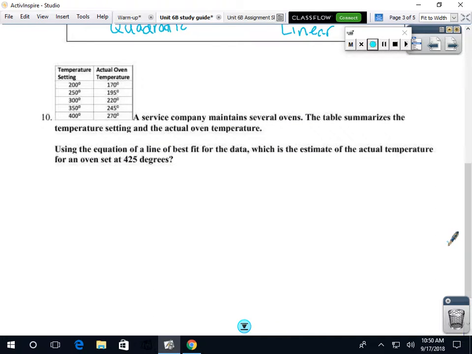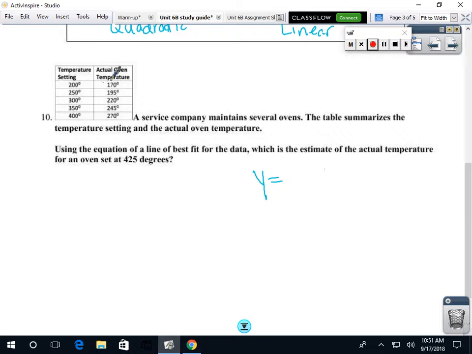A service company maintains several ovens. The table summarizes the temperature setting and the actual oven temperature. Using the equation of a line of best fit for the data, which is the estimate of the actual temperature for an oven set at 425 degrees. Okay, so using the equation of the line of best fit, did they give you the equation for the line of best fit for this data? No, I don't see an equation anywhere in here. I don't see a y equals mx plus b, so how can you get it?